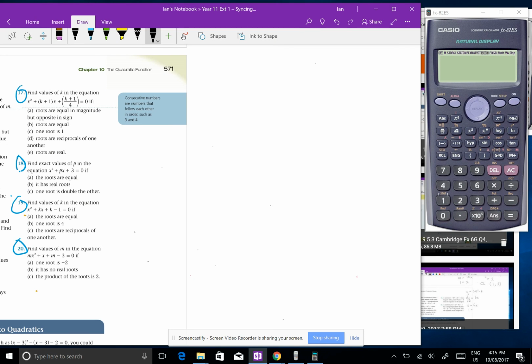Right, year 11, I'm going to pick up from where I left off. I was up to question 18, exercise 10.5. If I look at question 18, x squared plus px plus 3 equals 0. Now the first one, 18a, the roots are equal.